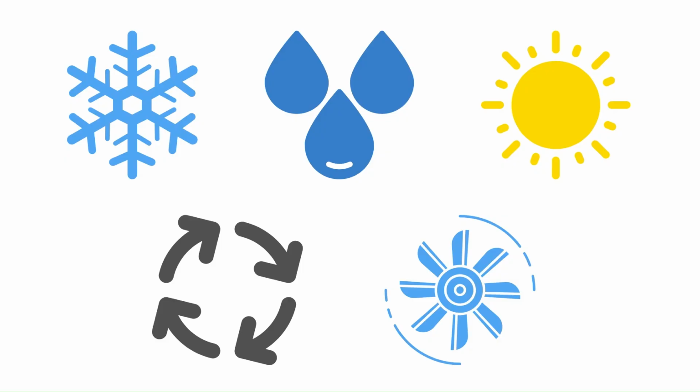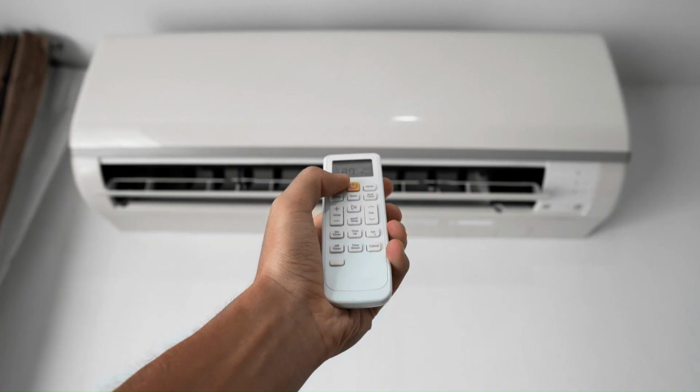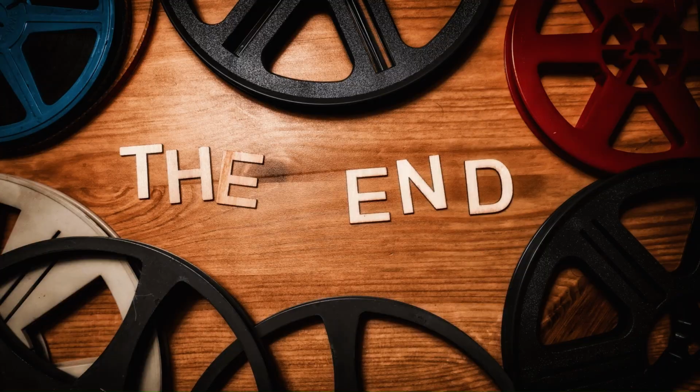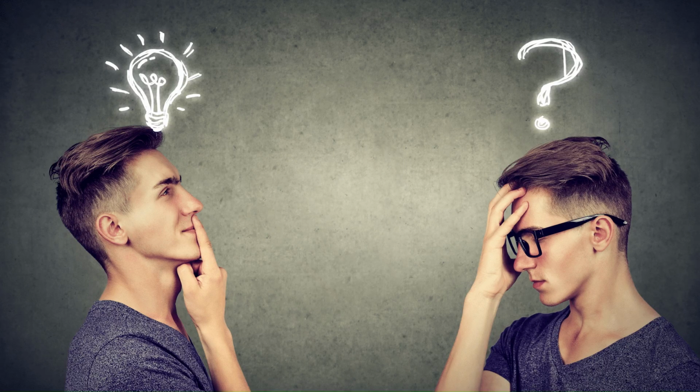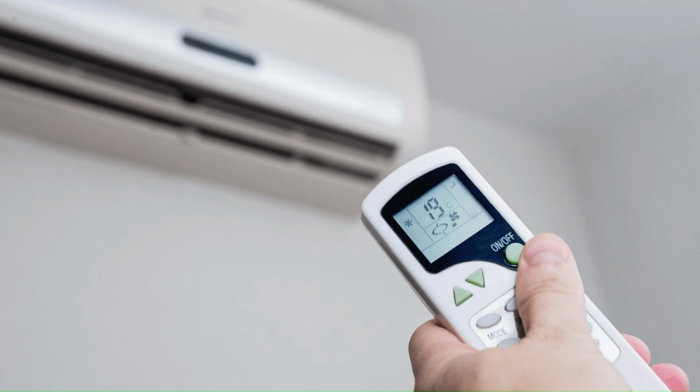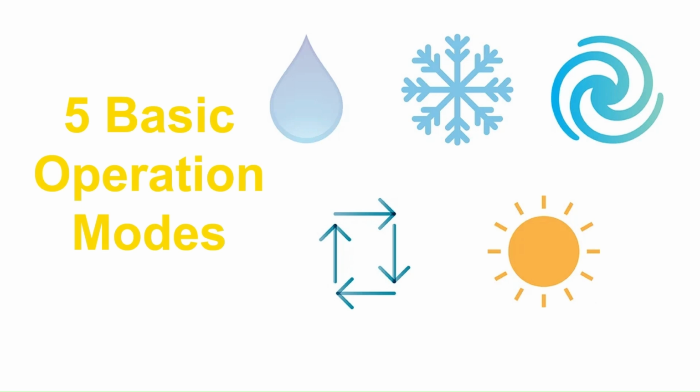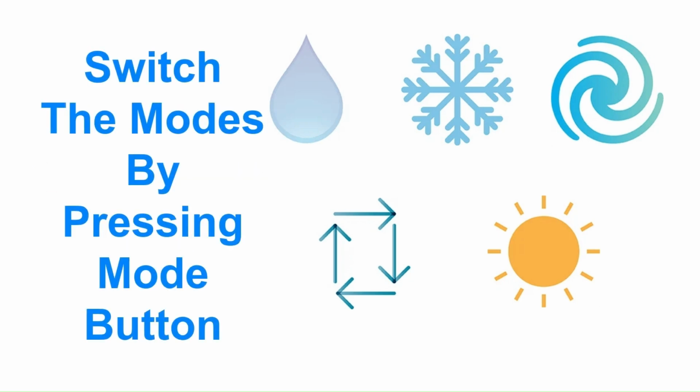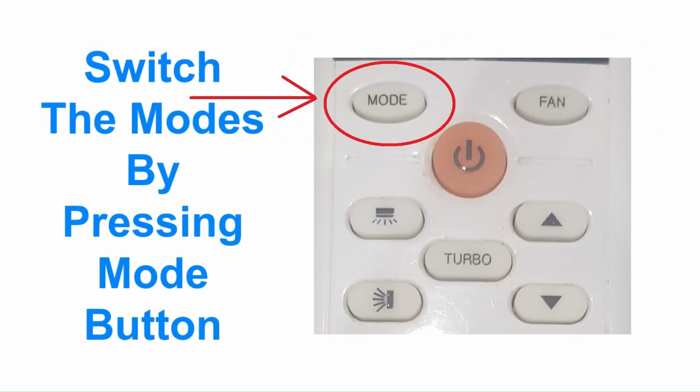In today's video, I'll explain the meanings of the mode symbols on your AC remote. By the end of this video, you'll understand your AC remote completely. So, let's get started. There are 5 basic operation modes. By default, the air conditioner runs on an auto mode, but you can switch the modes by pressing the mode button.